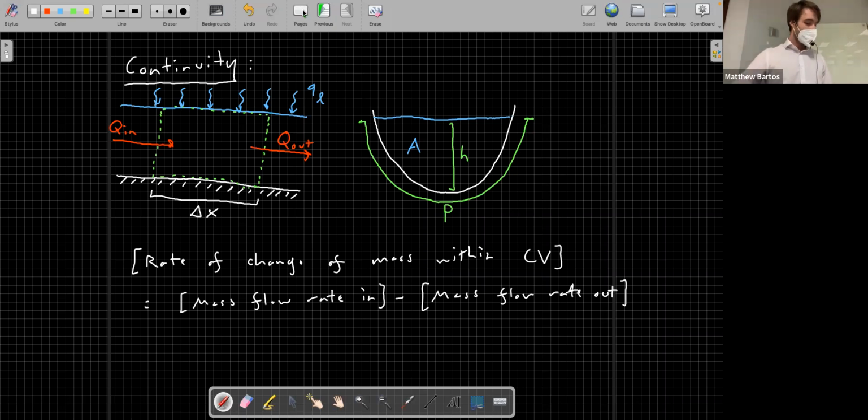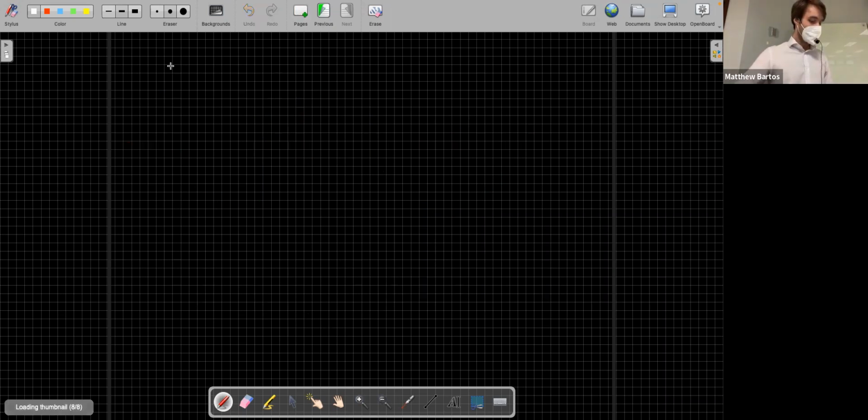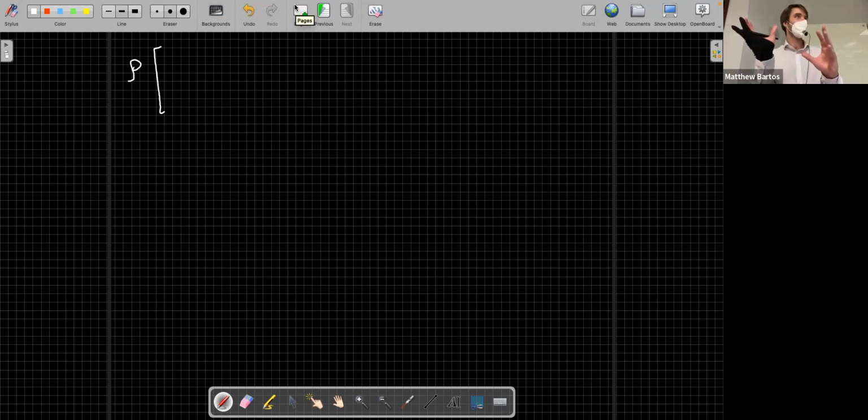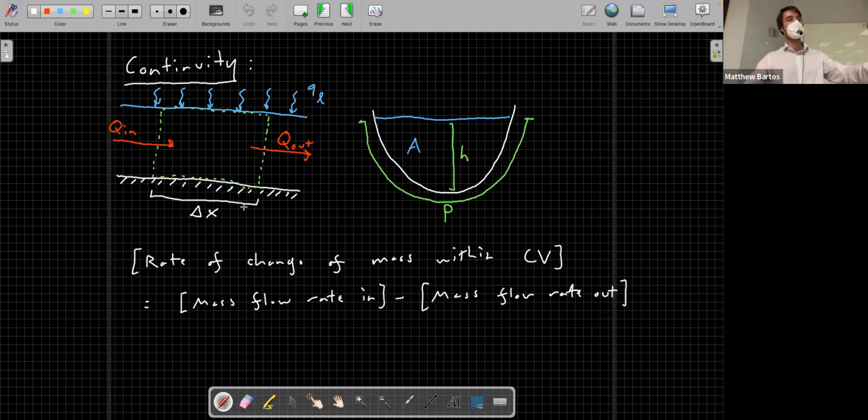Okay, so we have that the rate of change of mass within the control volume has to equal the mass flow rate in minus the mass flow rate out. The rate of change of mass within the system we can describe with the density rho. Let's just look at this over a discrete time step delta t, and over a discrete spatial interval delta x.